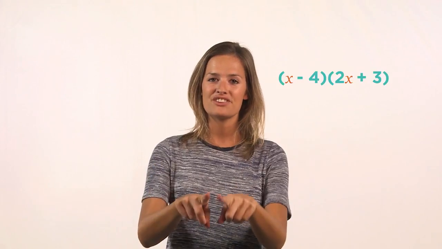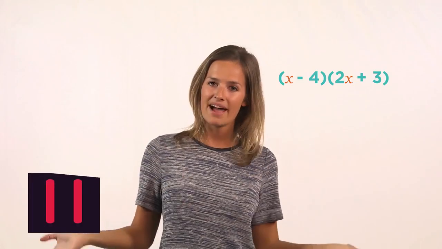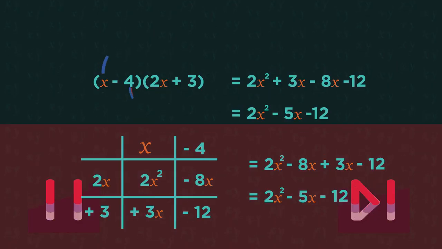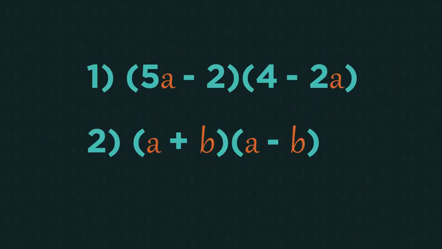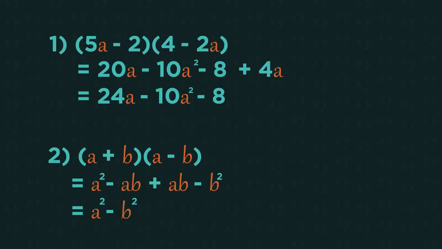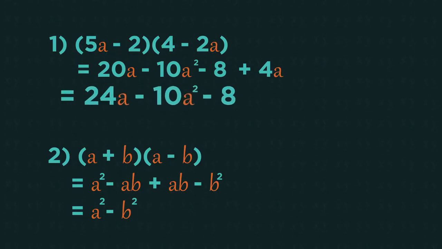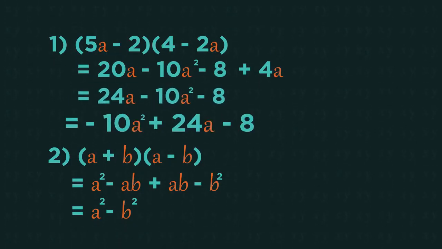So here's one for you to do. Pause the video, expand the brackets, and simplify the answer. Click play when you're ready. Did you get it right? Here are two more questions for you to do before we look at triple brackets. Pause the video, expand and simplify, and click play when you're ready. How did you get on? For the final answer, it doesn't matter which order you write the terms in. This could also have been written like this.